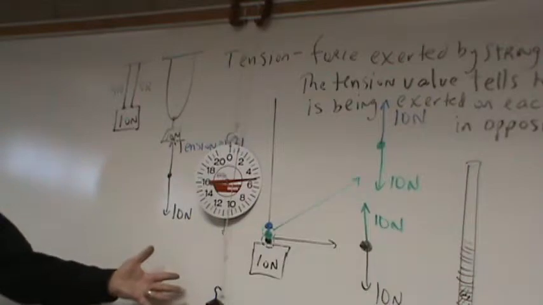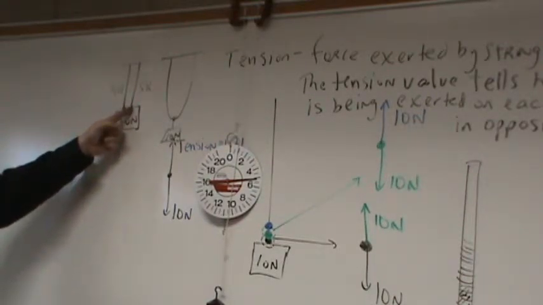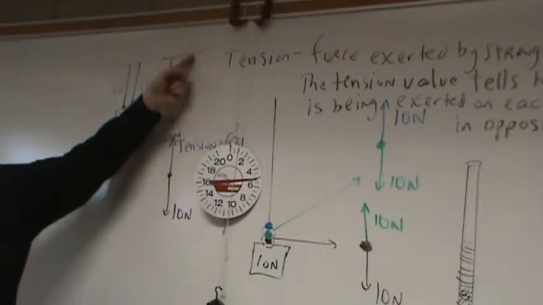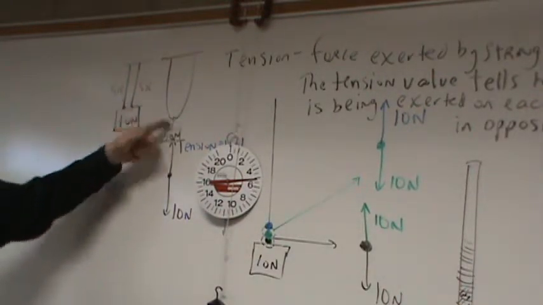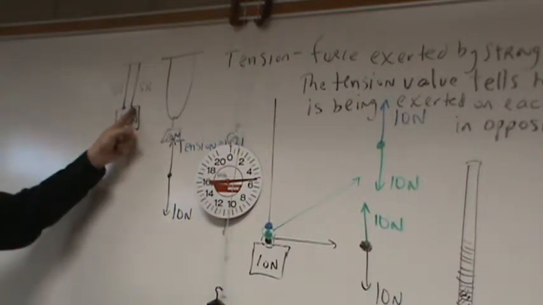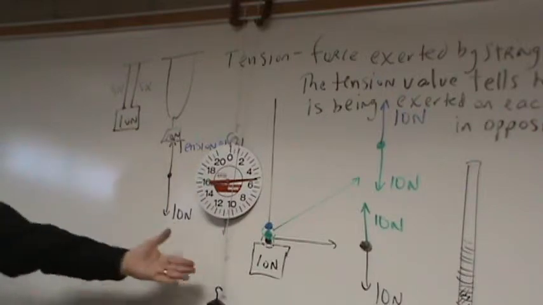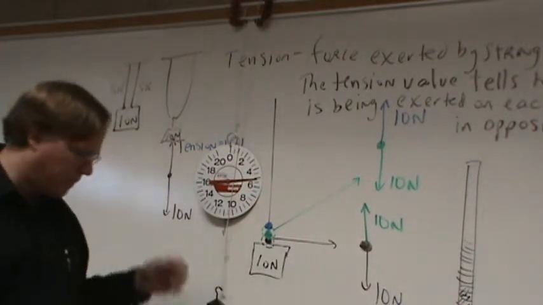I'm doing this to show you it doesn't matter if it's two separate and distinct pieces of string or one continuous piece of string that you're hanging something from the bottom of. This and this are the same situation. This is no different than that. So don't be thinking that this is any different from that. So I got my 5 newtons per, okay?